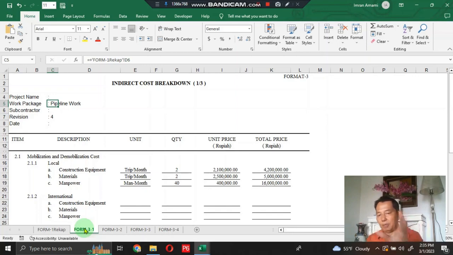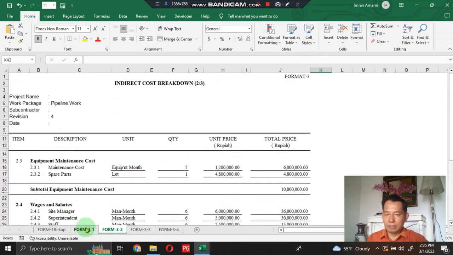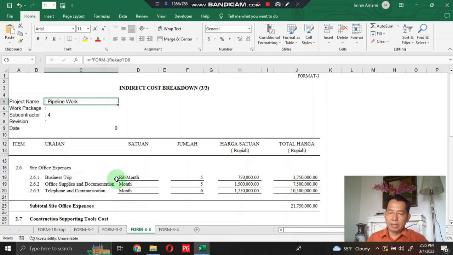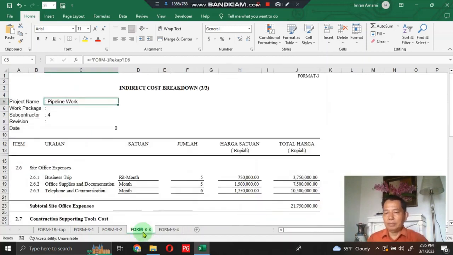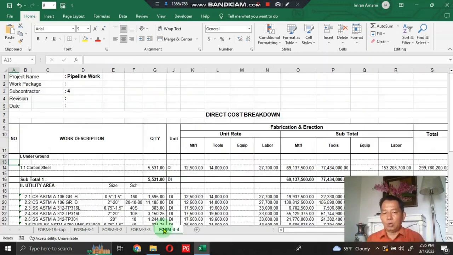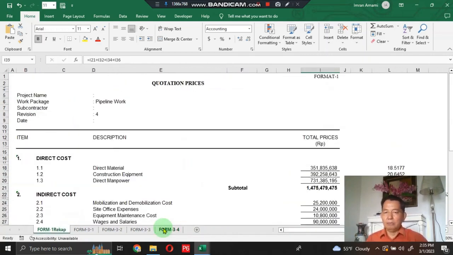This is part 1, this is the second part of the indirect cost breakdown, and this is the last one. There are 3 parts of the indirect cost breakdown, and the last one is the direct cost breakdown. Okay, let us discuss it in more detail.